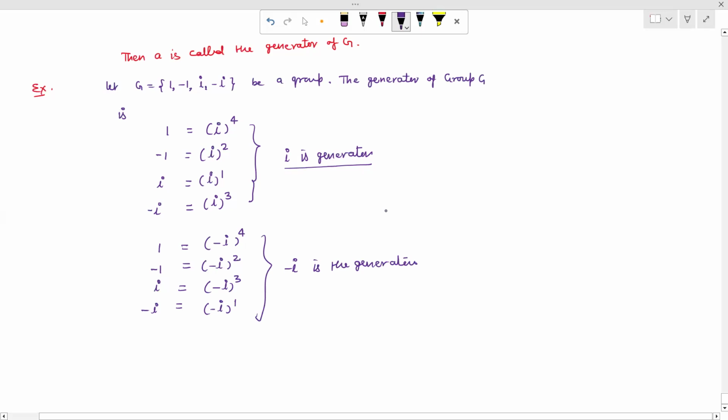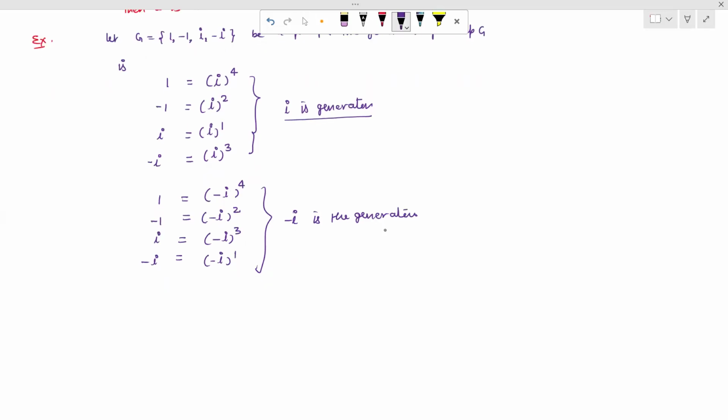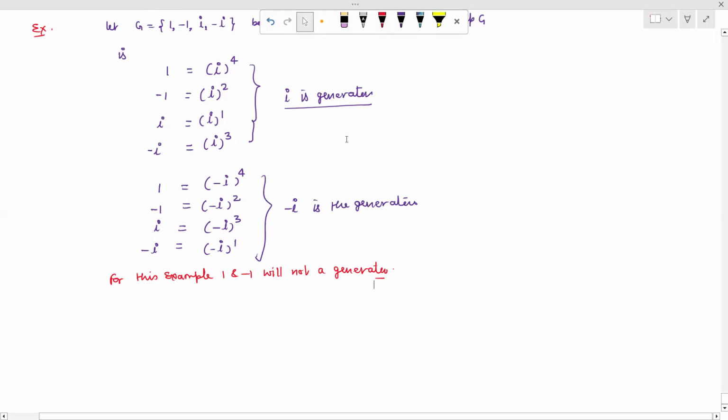Now, hope you understand. We cannot take 1 and minus 1 as a generator. So for this example, 1 and minus 1 will not be a generator. Also, we focus on the powers. Power should be positive integers. All powers are positive integers, and we get all the elements of the group G.